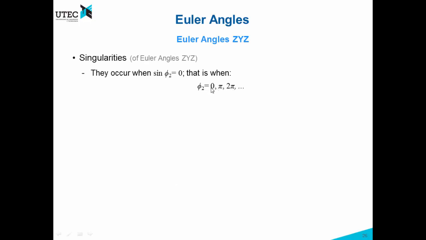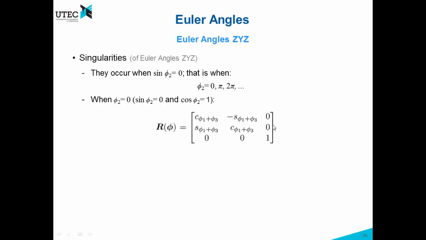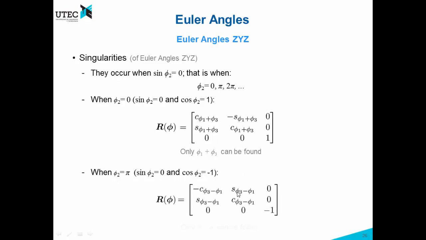If we consider phi2 equal to 0, then the sine is 0 and the cosine is 1. If we replace it in the first matrix, the big matrix, where we have all the elements in terms of phi1, phi2, and phi3, we will end up with this expression. So from here, we can only recover phi1 plus phi3. We have completely lost the information about phi2. If phi2 equals pi, then the sine is 0 and the cosine is minus 1. We again plug in the big matrix and we get this expression. So in this case, we can only recover phi3 minus phi1.